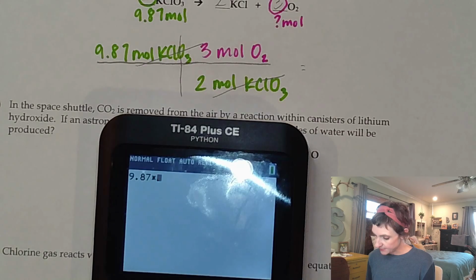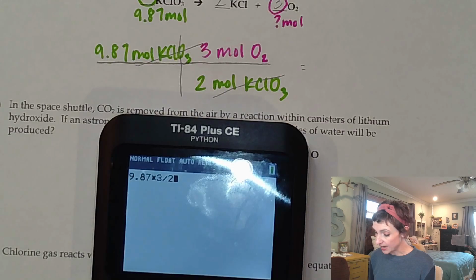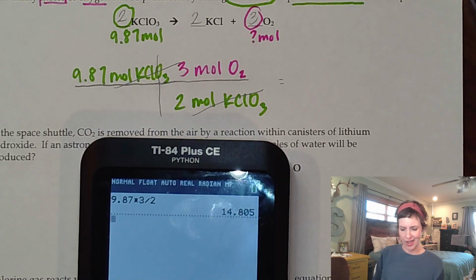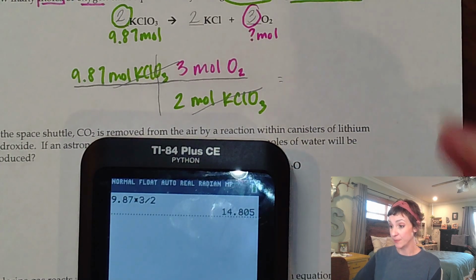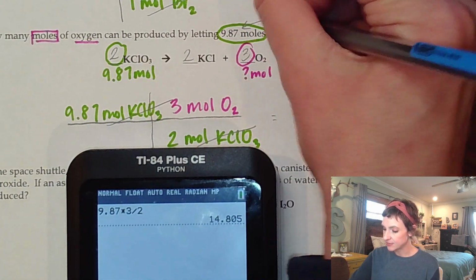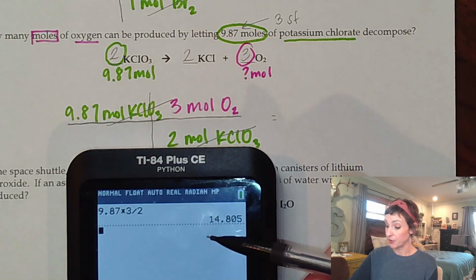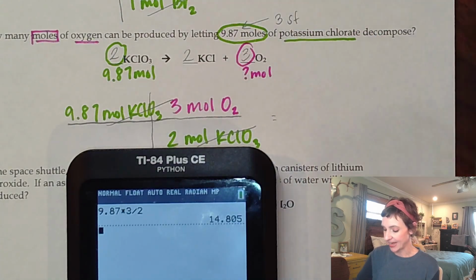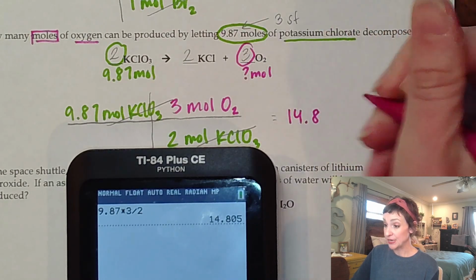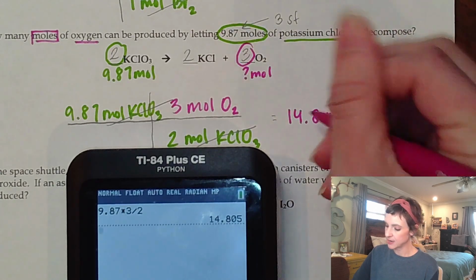9.87 times 3. Remember, you multiply stuff on the top, and then I'm going to divide by whatever's on the bottom, which is a 2. And I get 14.805. Okay, how many sig figs do I want from this problem? Looking at my given, it has 3 sig figs, which means my answer needs to be 3 sig figs. So I want 14.8, and that is it. And the units are moles, and of who? Oxygen.